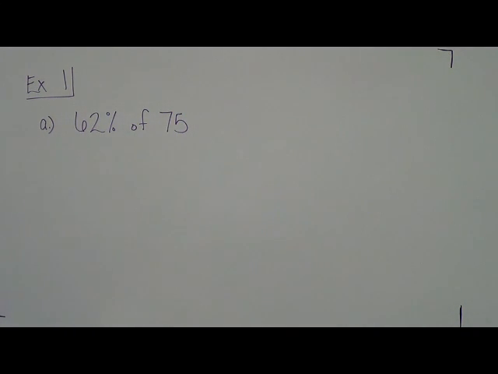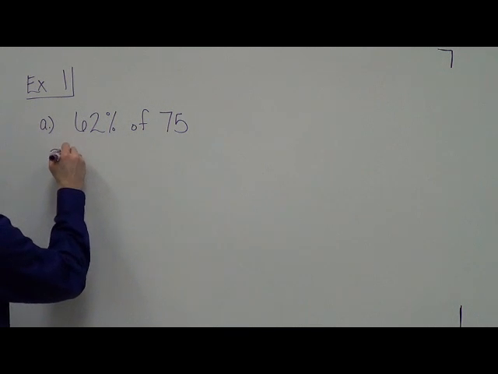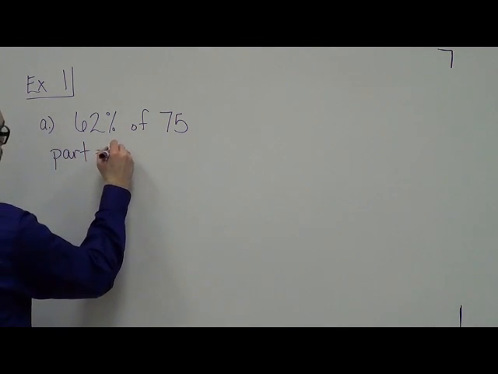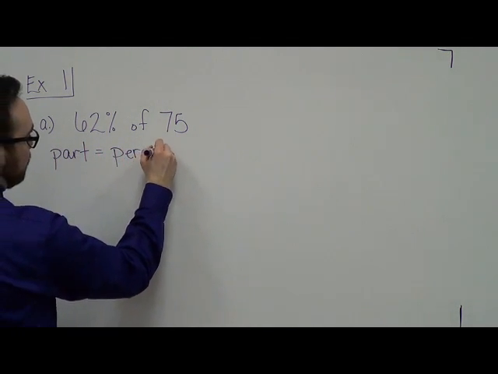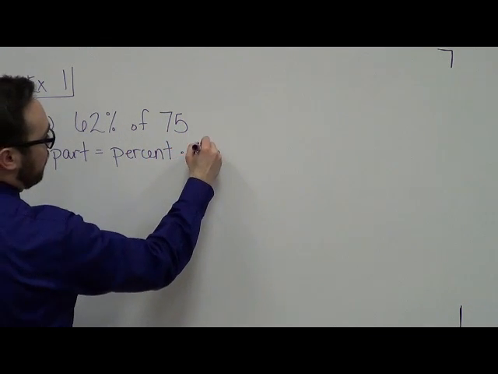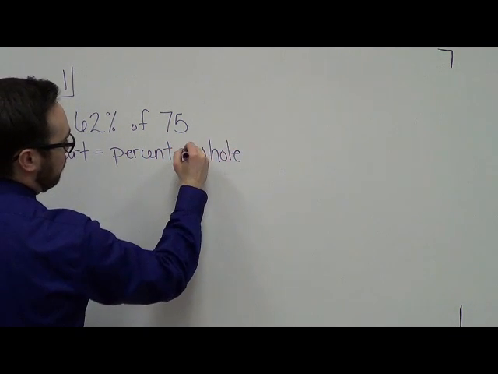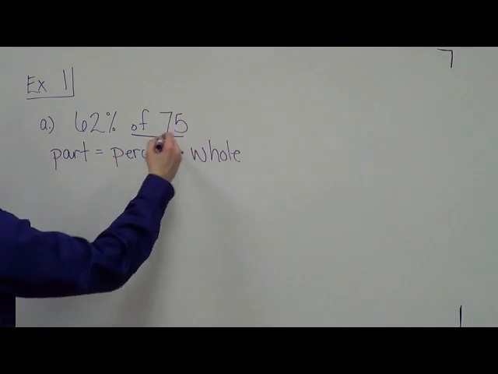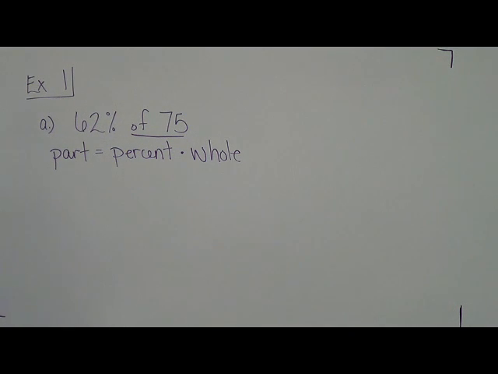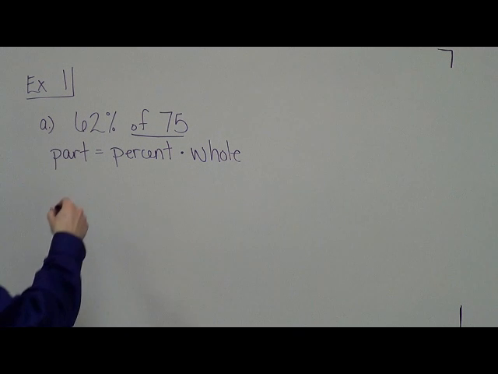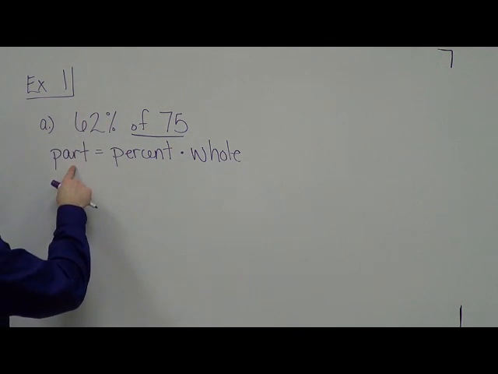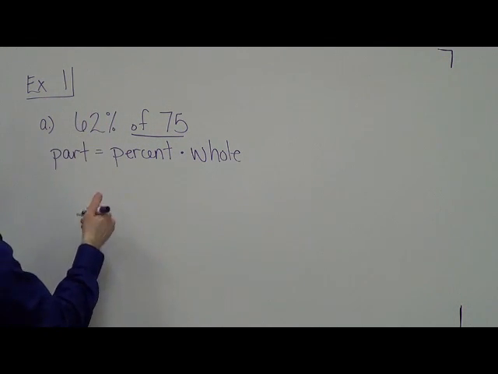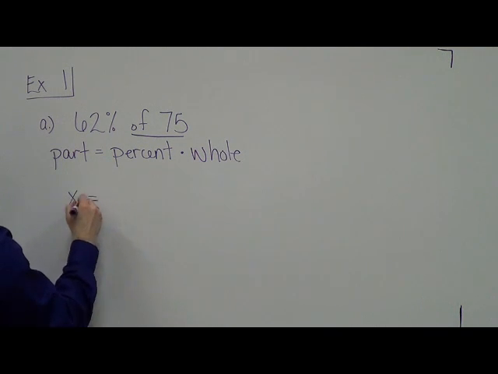So what we're going to do here is look at this equation. We want to have the part, which is equal to the percent, again as a decimal, times the whole. Remember that the word of indicates that that's the whole number. So in addition to being multiplication, that also indicates the whole. And then obviously this is our percentage. So we're missing the part here. So that's going to be our x.